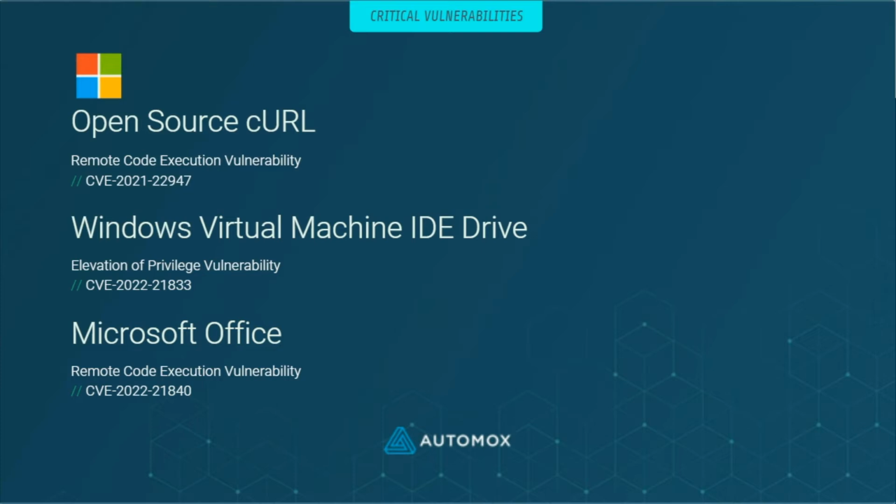Next up, CVE-2022-21840 is a critical remote code execution vulnerability impacting Microsoft Office, including both 32-bit and 64-bit versions. Exploitation isn't highly likely, and it's yet to be seen or proven in the wild, as this CVE has not been publicly disclosed.